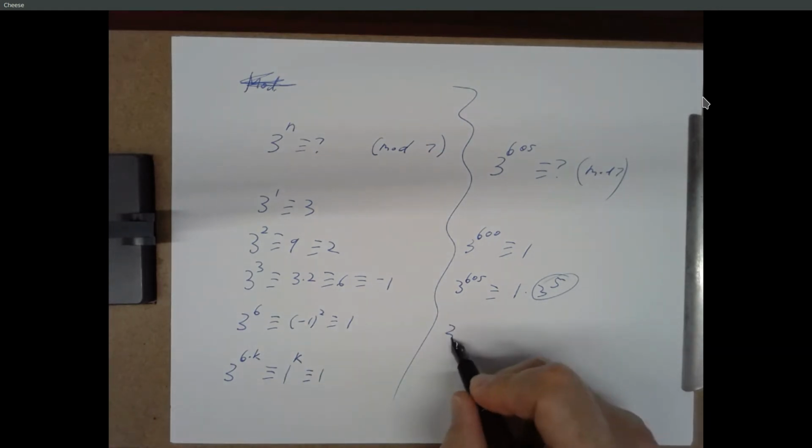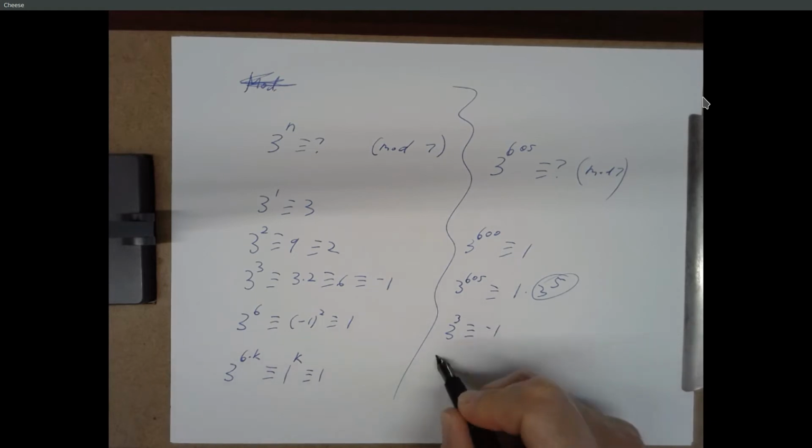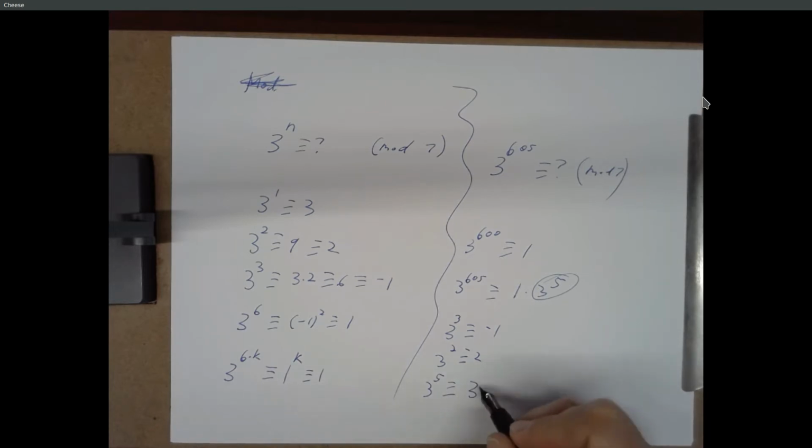And I know 3 cubed is congruent to minus 1, and 3 squared is congruent to 2. So 3 to the 5th is congruent to just the product of those, which is just negative 2, which is also congruent to 5.